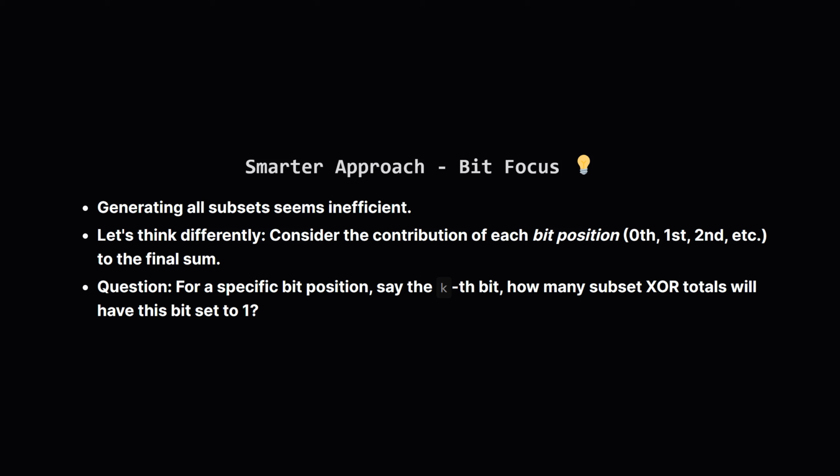Okay, maybe generating all the subsets explicitly is the bottleneck. What if we shift our perspective? Instead of looking at whole subsets, let's look at individual bit positions. Think about the 0th bit, the rightmost one, the first bit, the second bit, and so on. Could we figure out, for a specific bit position, let's call it the kth bit, how many of the final subset XOR totals will actually have that specific bit set to 1? If we can figure that out for each bit position, maybe we can construct the total sum more directly.